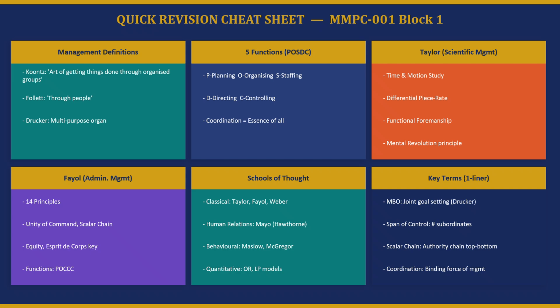Fayol's administrative management includes 14 principles such as unity of command and scalar chain. Schools of thought include classical, human relations, behavioral, and quantitative approaches. Important terms include MBO, span of control, scalar chain, and coordination. This slide is very useful for last minute revision.